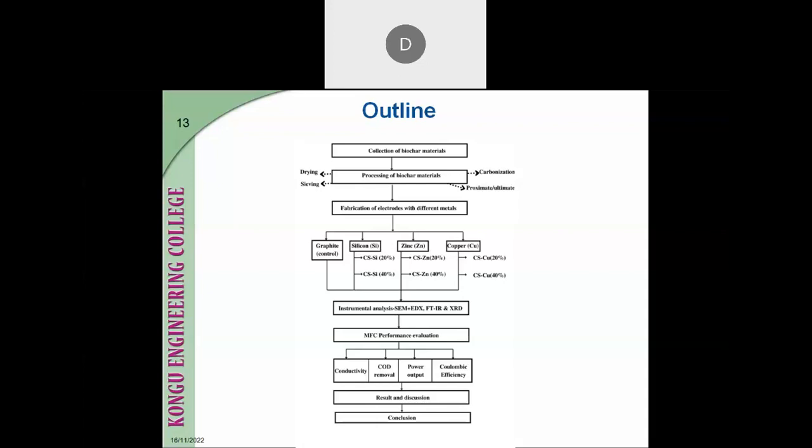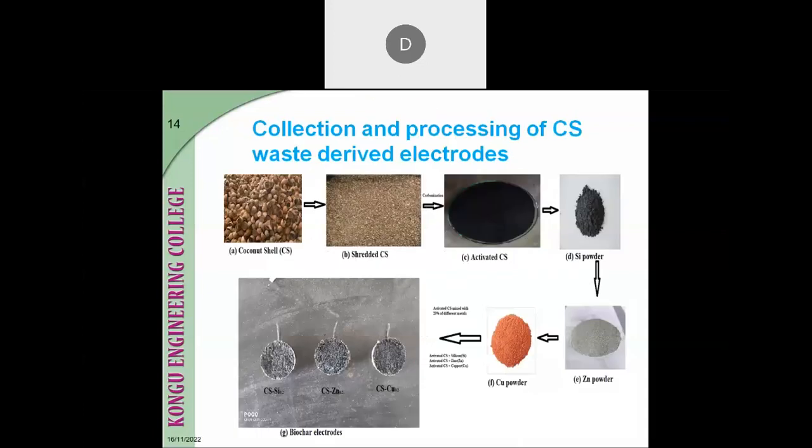In addition to that, we are going to discuss, and finally we are going to make the conclusion in our presentation. Okay, right. So this is the process of the synthesis of the coconut shell electrodes.